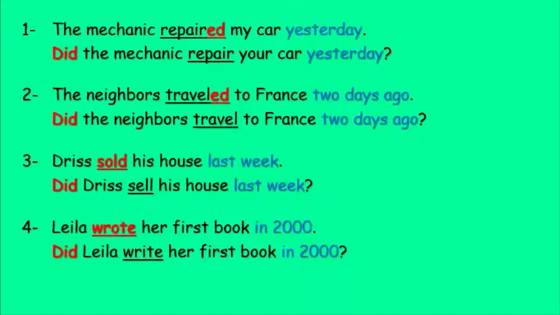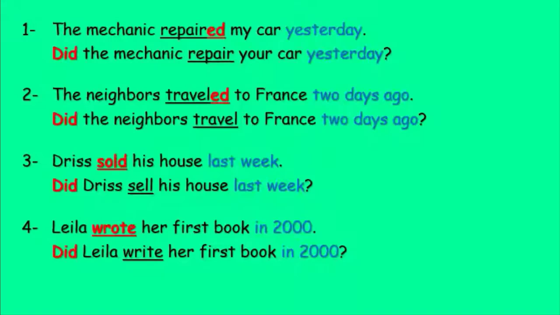Number 4, Leila wrote her first book in 2000. The question is, did Leila write her first book in 2000? Now, the 4 questions are made with did plus the infinitive form of the verb. In number 1, did plus repair. Number 2, did and travel. Number 3, did and sell. Number 4, did and write.